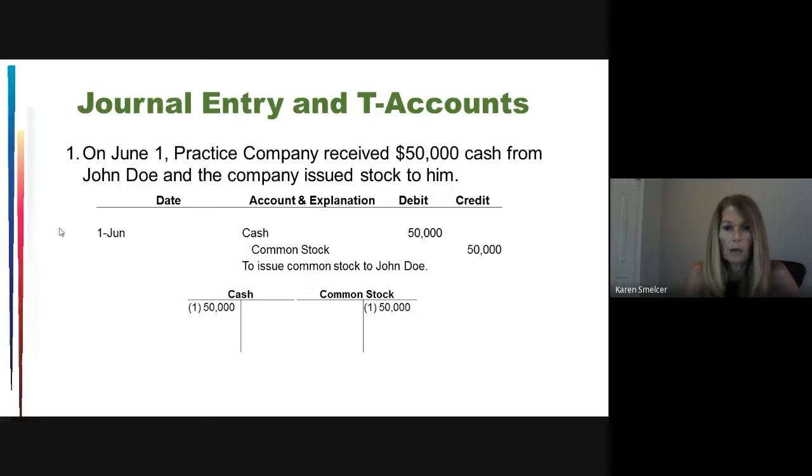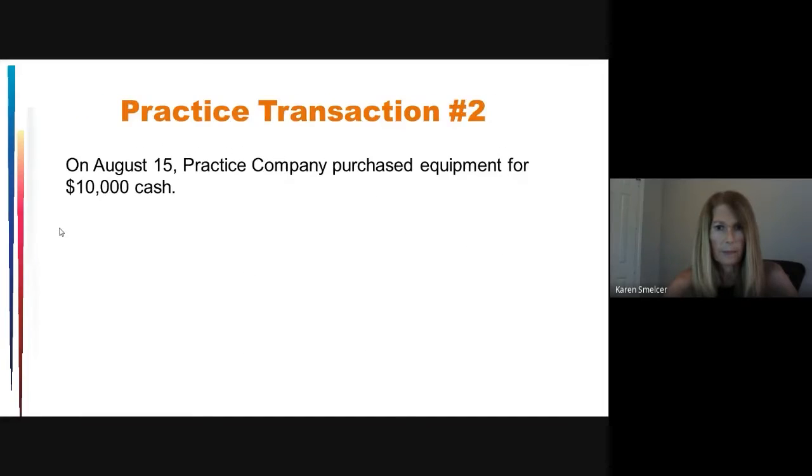And then the next step, and this will go further, but I'm not going to go through the whole accounting cycle with you today. But in the T account, you will see the debit of $50,000 and the credit on the common stock side of $50,000. Okay. So how did you do on that one? The next one we'll try is transaction number 2 that you should see on your screen.